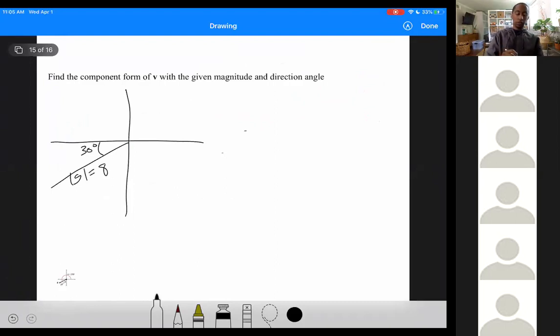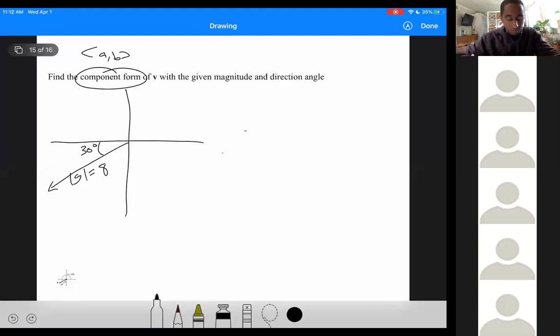All right. So let's say you have this vector with a magnitude of 8. This angle is 30. And I want you to write the component form of vector v. I want you to take some time and try that problem. When you have your answer, send it in the chat, please. Okay.